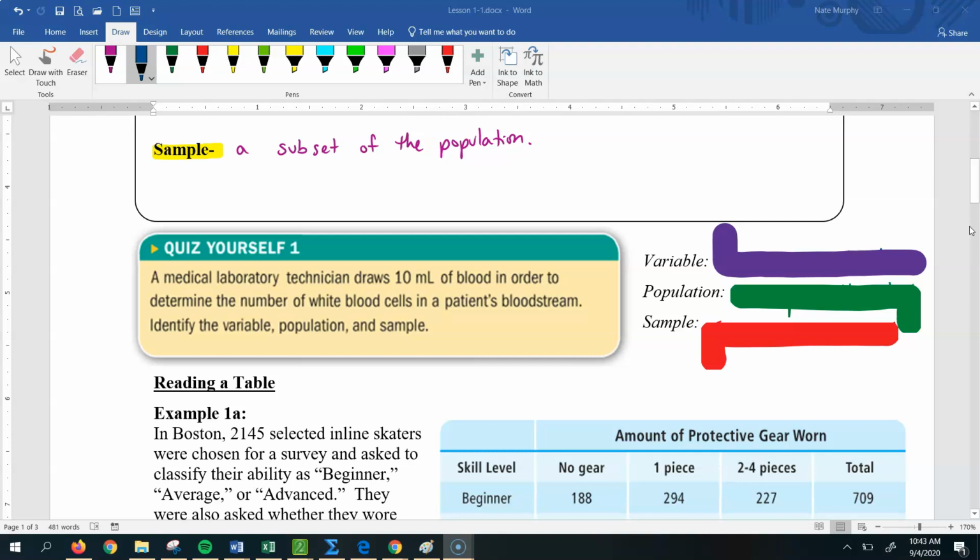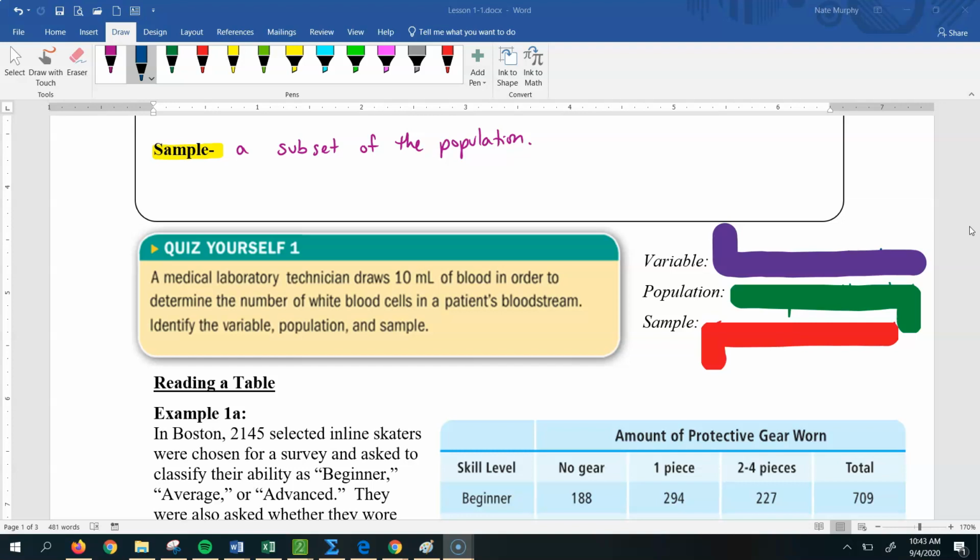Here it says, a medical laboratory technician draws 10 milliliters of blood in order to determine the number of white blood cells in a patient's bloodstream. I want you to identify in this scenario what the variable would be. So what are you studying? What's the population and what's the sample? So take a minute, go ahead and pause the video and see if you can figure out what those three things are that I've highlighted there in purple, green, and red.